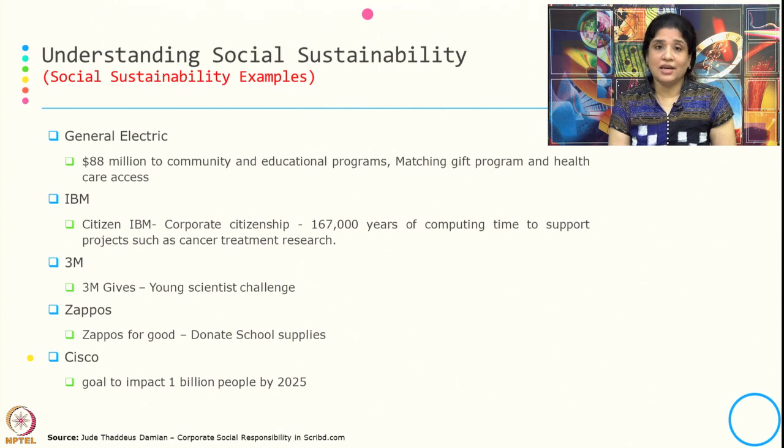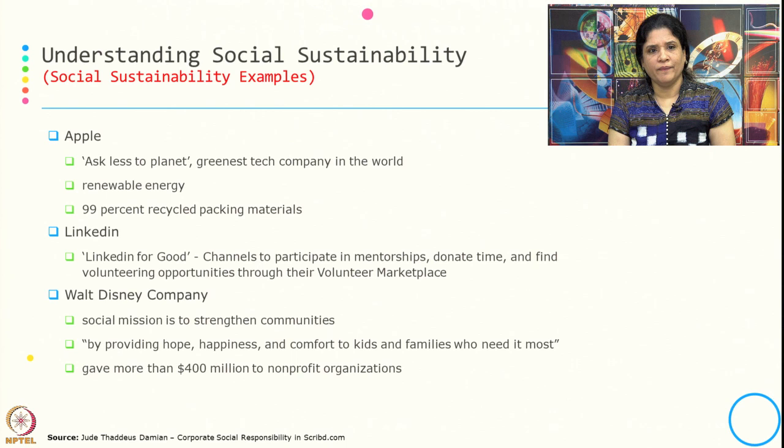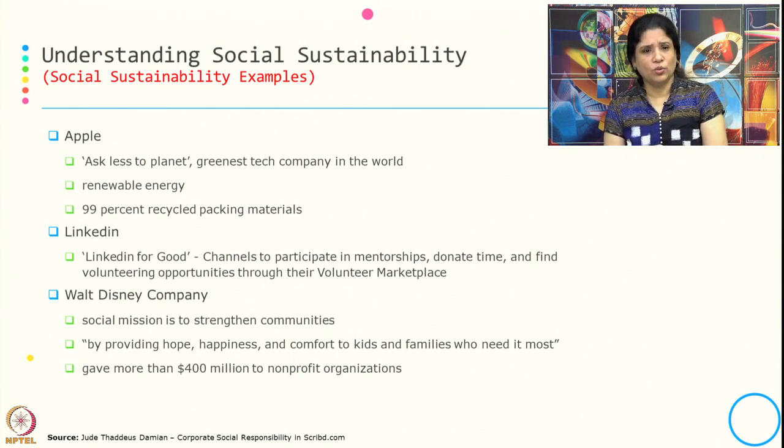3M gives the Young Scientist Challenge. Japoch for Good donates school supplies. Cisco's goal is to impact 1 billion people by 2025. Then Apple asks less of the planet, the greenest tech company in the world.